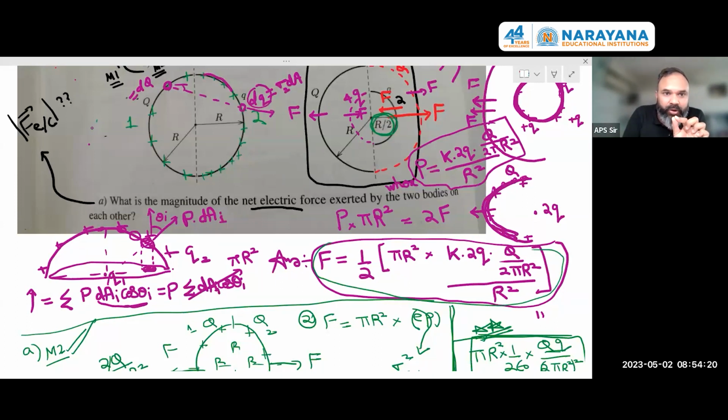And in this dq, there will be some sigma 1 into dA1. Call it dA1, call it dA2. Tell me, if you write the expression in the new case, which I have drawn here, the distance is same, the dA is same, the angle is same, this sigma 1 is also same, only sigma 2 is different and sigma 2 is a constant.